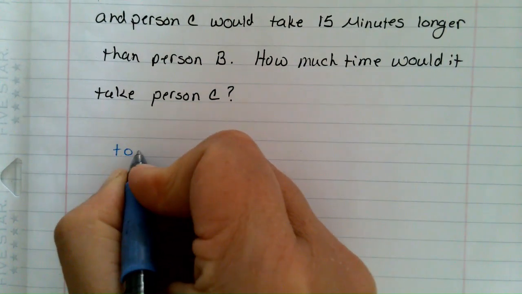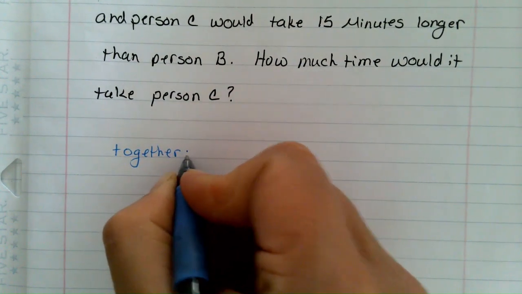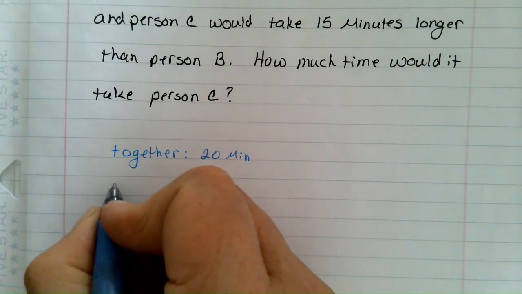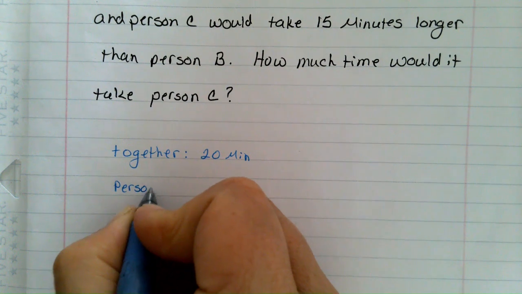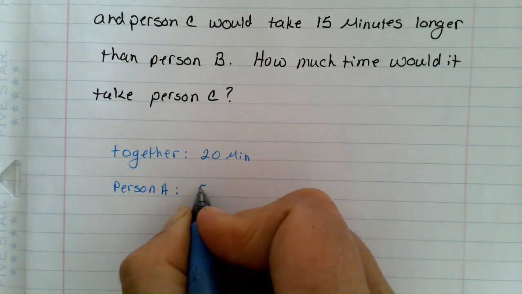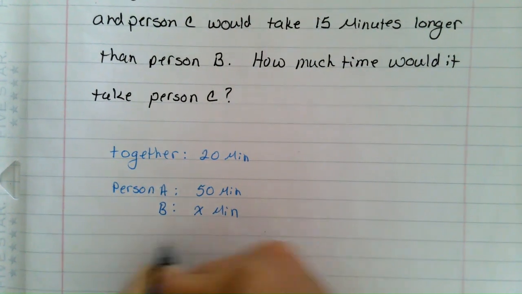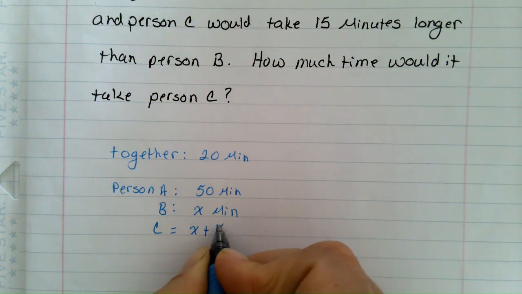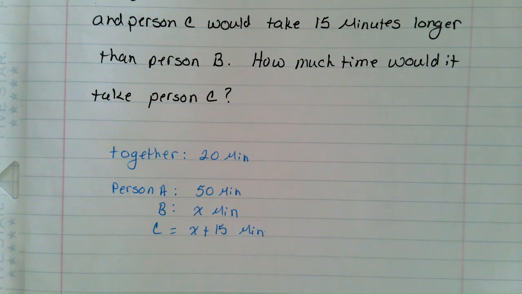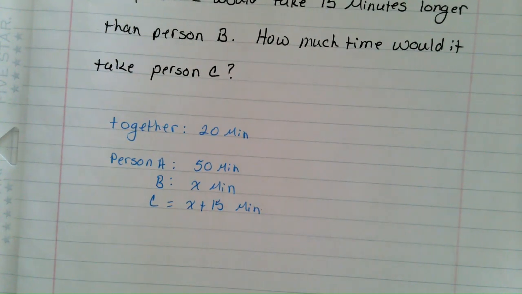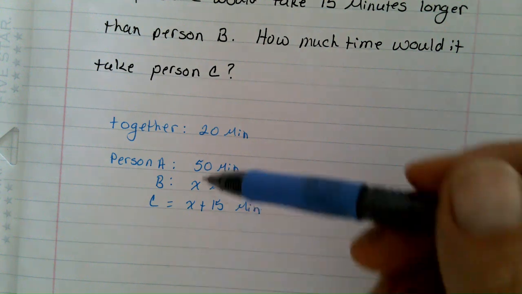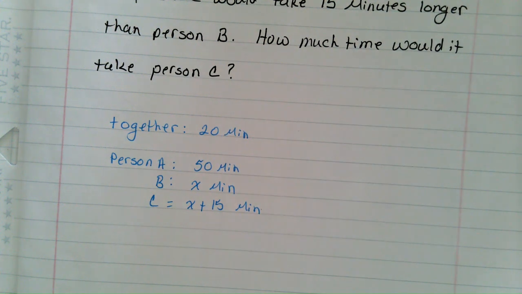So, together, they take 20 minutes. Person A is 50 minutes. B is x minutes. And C is 15 minutes more, so x plus 15 minutes. I just used a variable since we didn't know. I know a lot of people, when they go to work together, just try to add these 3 to get working together, but it makes sense that if you're working together, it should take less time. That's why together is 20 minutes, where person A would be solo 50 minutes by themselves.